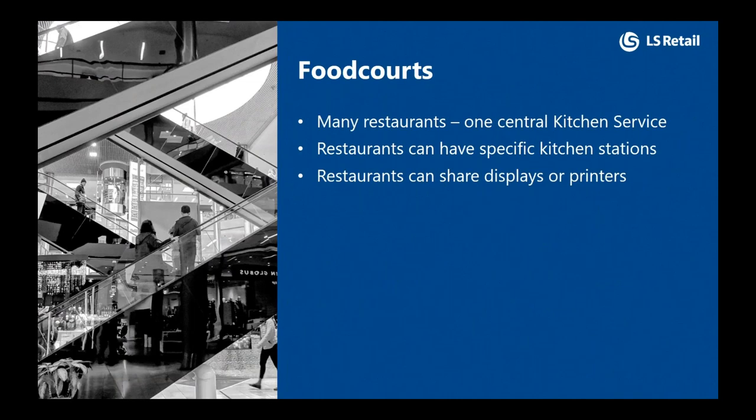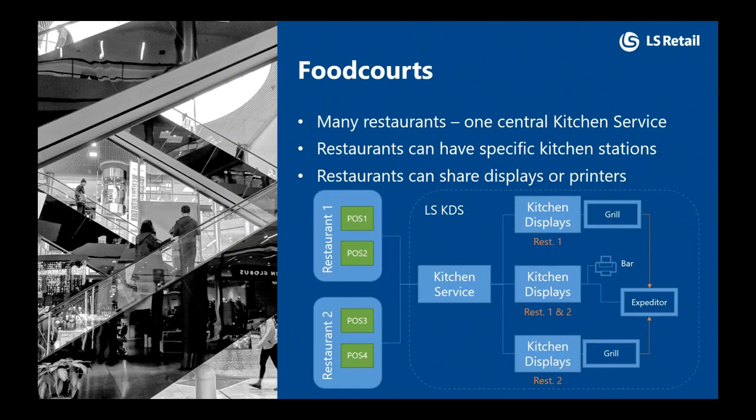So we also have some examples of a food court with only one LS KDS system for many restaurants, as long as they are in the same company in NAV. In this case, you can have multiple restaurants sending orders to just one kitchen service, and then either have a separate display station for each restaurant, or even have some display stations shared by two restaurants. So this can save you resources and material in that case.